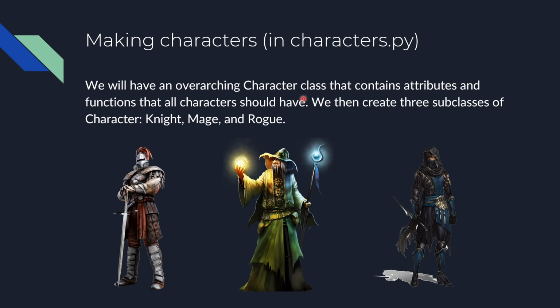So anyway, in characters.py, we're going to have one character class that will contain attributes and behaviors that are shared across all characters. And then we're going to have 3 subclasses of that character class, and these represent the subclasses that you can pick as a player. So we have a knight, we have a mage, and we have a rogue subclass.